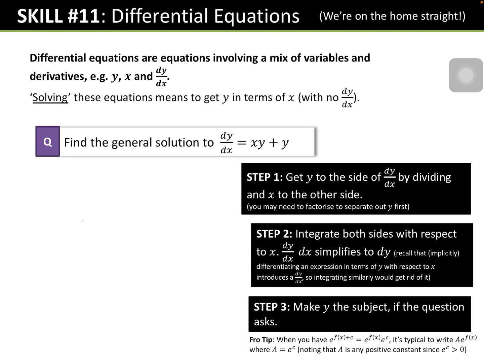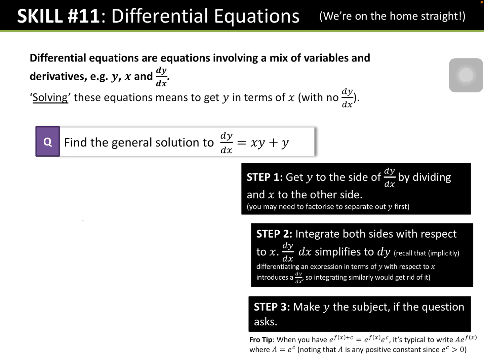Differential equations link y, x and dy/dx together. You're going to get them appear in the same equation, okay? And we've got to be able to solve them. And in order to solve them, we need to basically get rid of the dy/dx. Okay, so if we look at the first one, so we've got dy/dx equals xy plus y. First thing you've always got to do is to get y to the side of dy/dx.